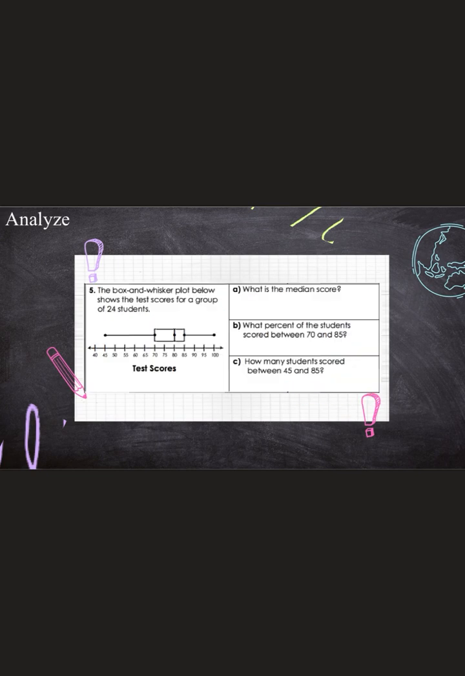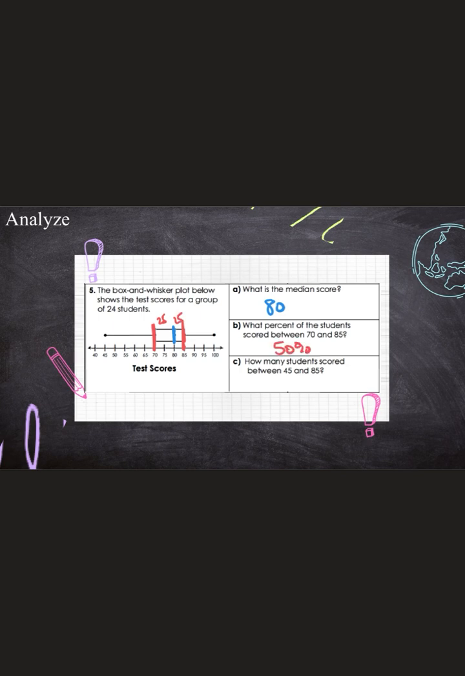So a couple quick questions. The box and whisker plot below shows the test scores for a group of 24 students. The median score right here in the middle is an 80. What percent got between 70 and 85? So here's 70. Here's 85 right here. So 25% and 25% is 50%.